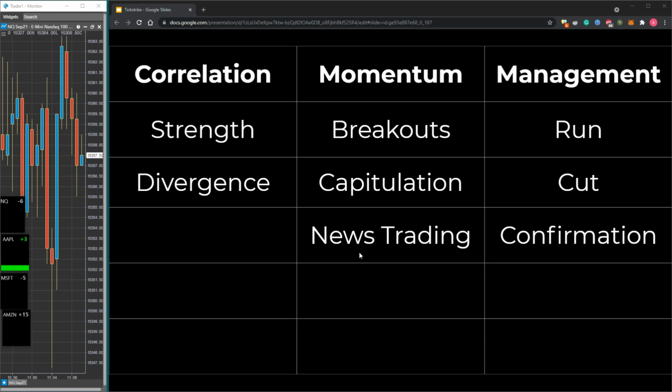So there's a bunch of different ways. And news trading, isn't that kind of the main way you use it, Daryl? I used to use it for news trading. Now I use it for capitulation. So when I'm coming down to a level and all of a sudden it starts ticking in the other direction, I know the move's over.